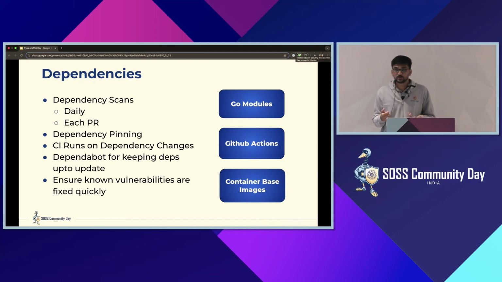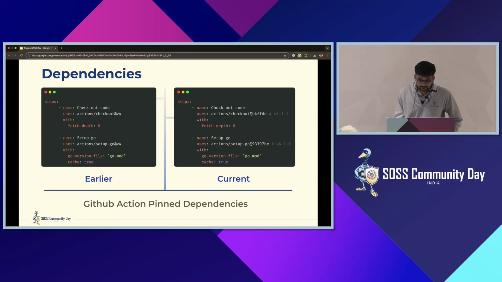We use Dependabot, which is provided by GitHub. That is quite helpful for the dependency scans, etc. Mostly we have dependencies in Go modules, GitHub Actions, and container-based images. We try to ensure that across all these dependencies, we are not getting any vulnerable issues, etc.